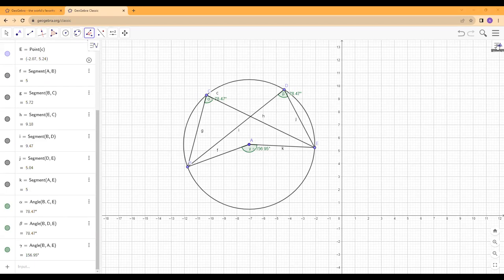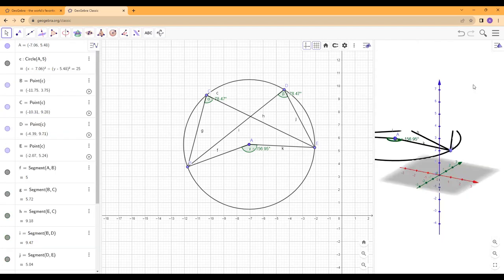But some other features we can also see. When you click on the right hand side, these three dots, we have some other features, like 3D graphics and spreadsheets. Now I'm going to explain 3D graphics. Now I have the same figure in 3D graphics, right?